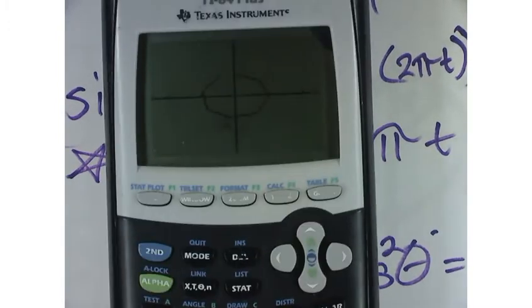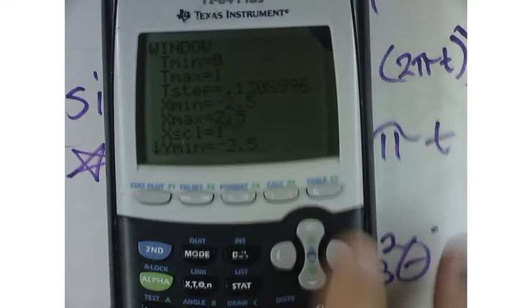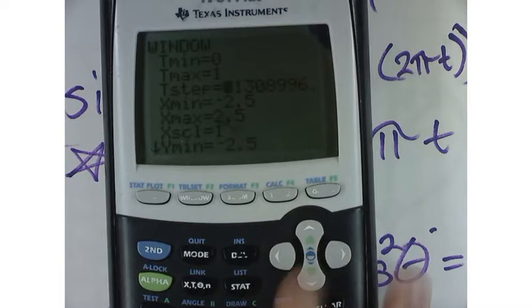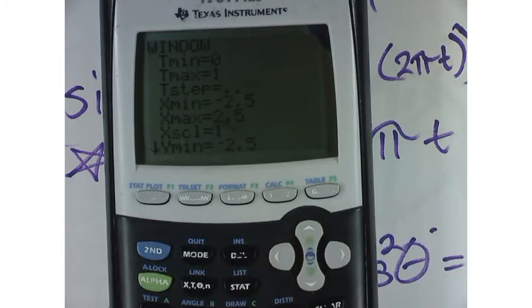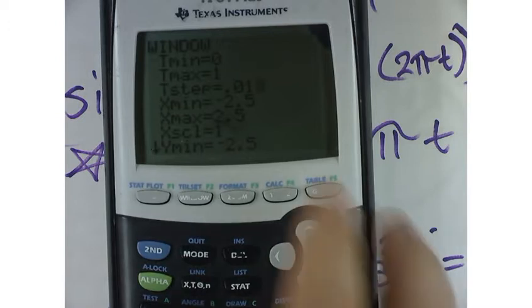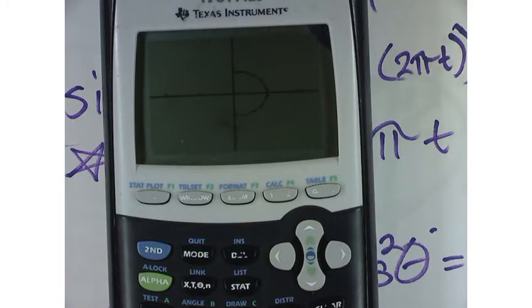Now what this has to do with is the increments. If we go in here, the increment is at 0.13. We need to make it like 0.1. That would be good. You could even go a little smaller, like 0.01. What that does is it plugs in smaller increments of t, which will give you a smoother curve. So now if I graph it, it's a perfect circle.